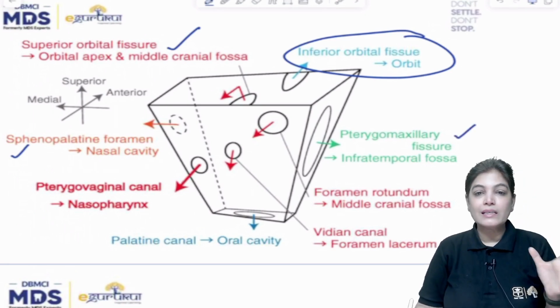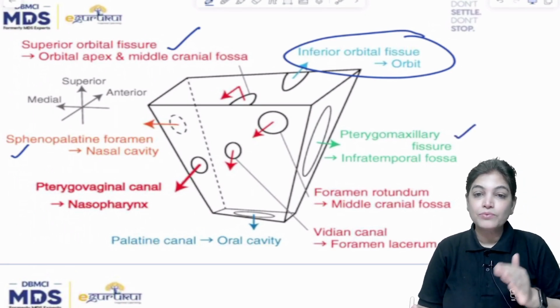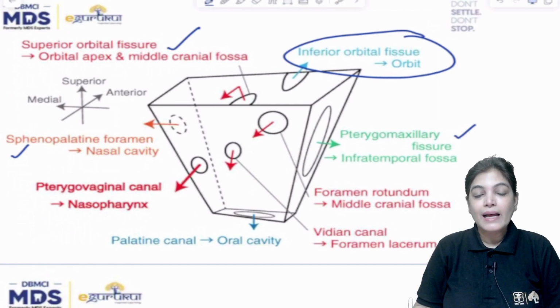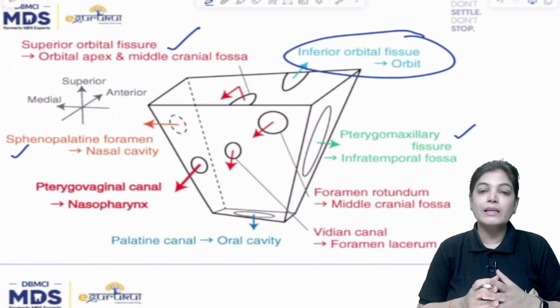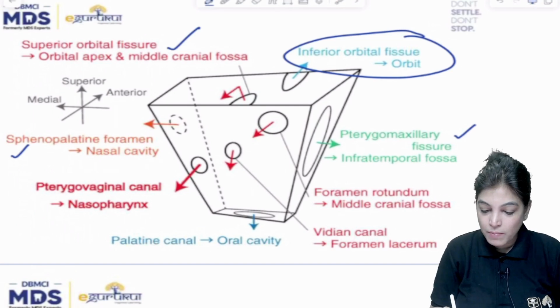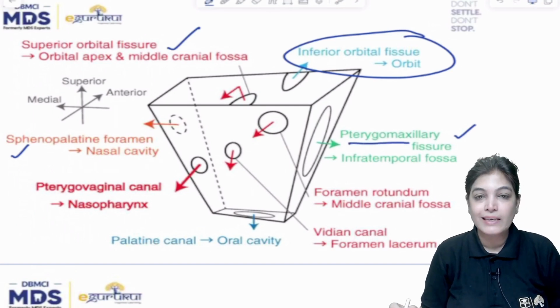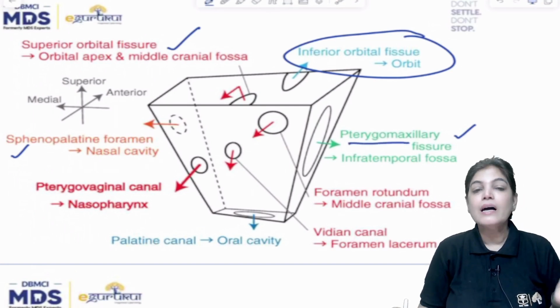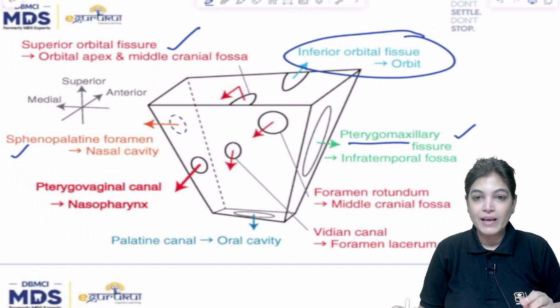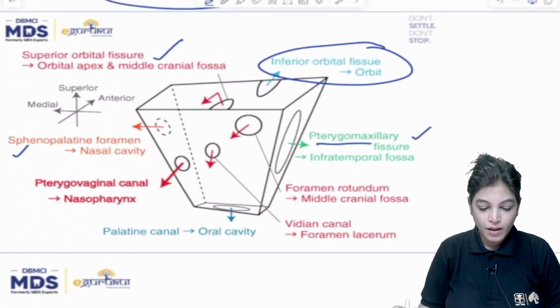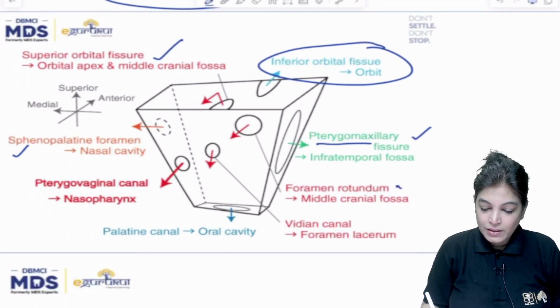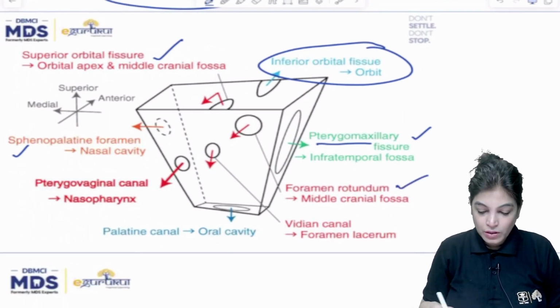Pterygomaxillary fissure. Actually, this has been asked several times: the infratemporal fossa and the pterygopalatine fossa have communication via which fissure? As I already told you, the pterygomaxillary fissure lies on the lateral relation of pterygopalatine fossa. Pterygomaxillary fissure forms a communication between infratemporal fossa and pterygopalatine fossa. It also communicates with the middle cranial fossa via foramen rotundum.